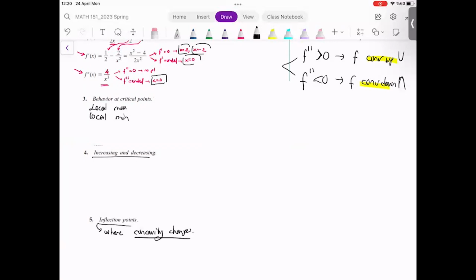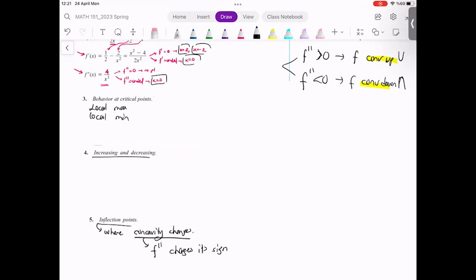If it is positive, concave up. If it is negative, concave down. So concavity changes from up to down, down to up, if the second derivative changes its sign. So you can call inflection points the points where the second derivative changes its sign.